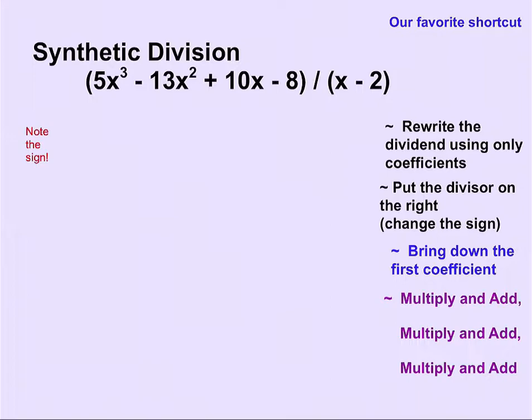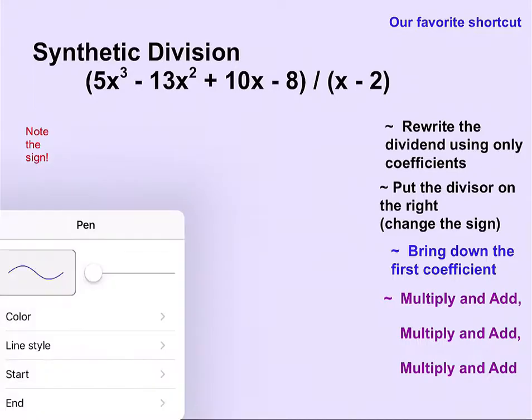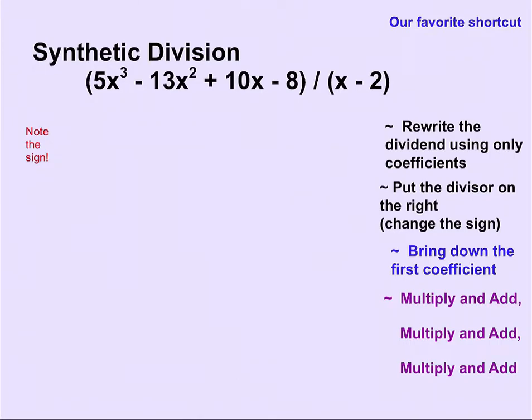So say we had 5x cubed minus 13x squared plus 10x minus 8, trying to divide it by x minus 2. One thing that's important is that this must be a linear binomial, which means the exponent here needs to be 1. If that was x squared, x cubed, we'd have problems. We wouldn't be able to use this method. But as long as that's a linear binomial, we're good.